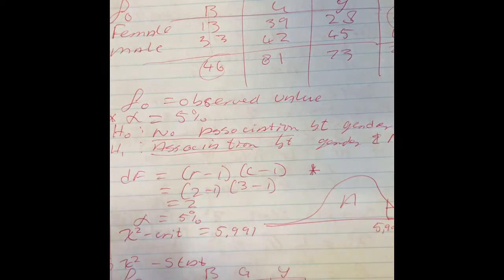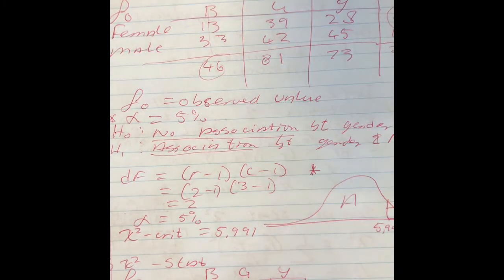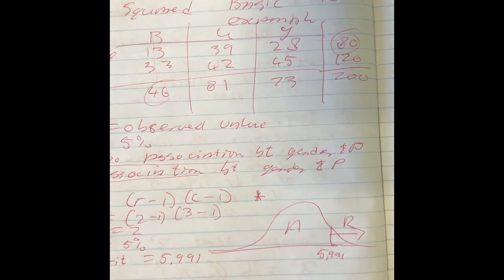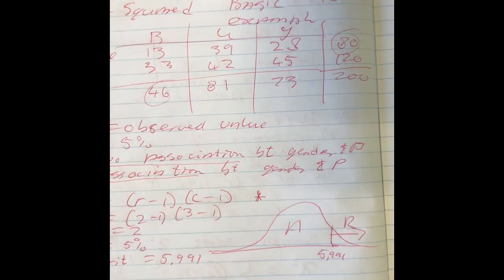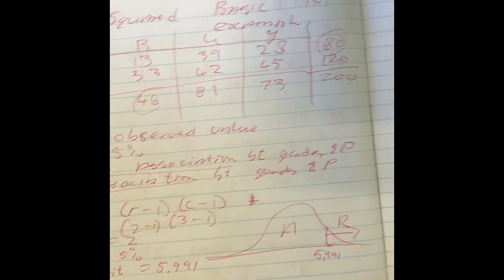Now what we want to do, as I said earlier, is calculate what's the total difference between our observed values and our expected values. And is that difference so big or bigger than this value so that we should reject the possibility of no association?